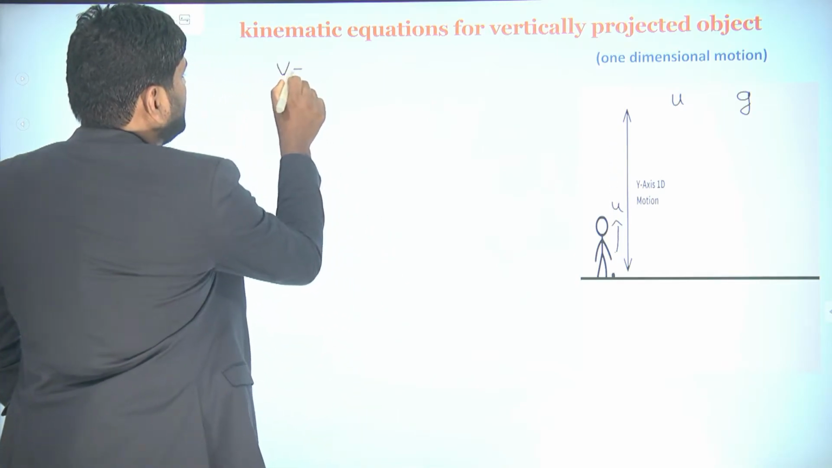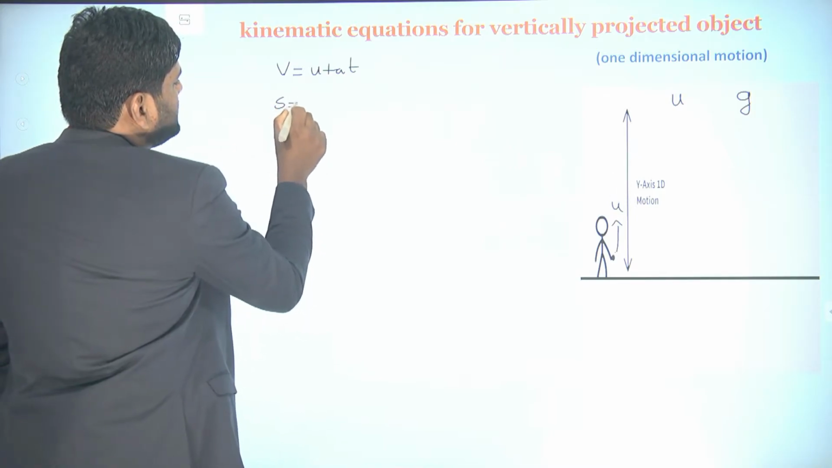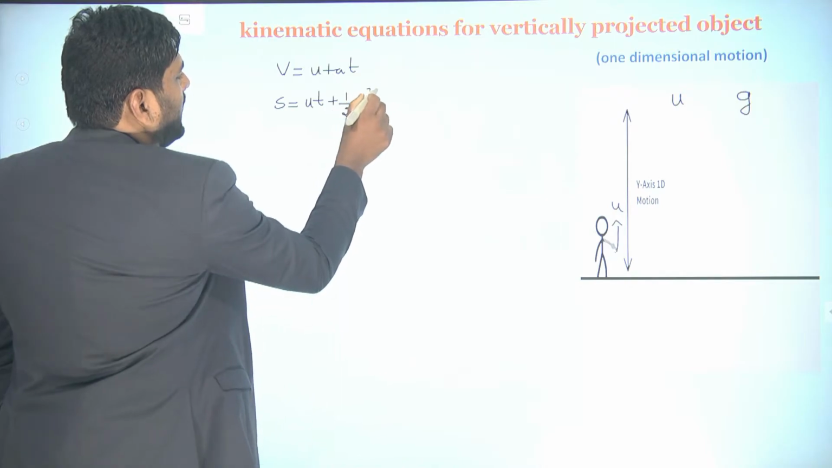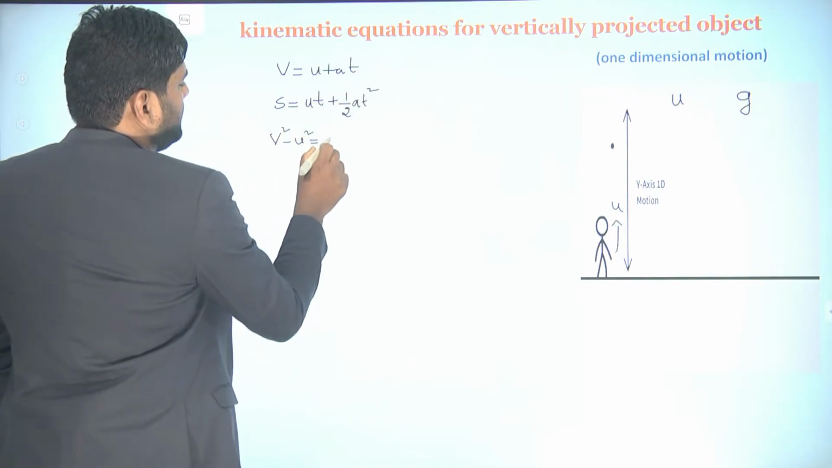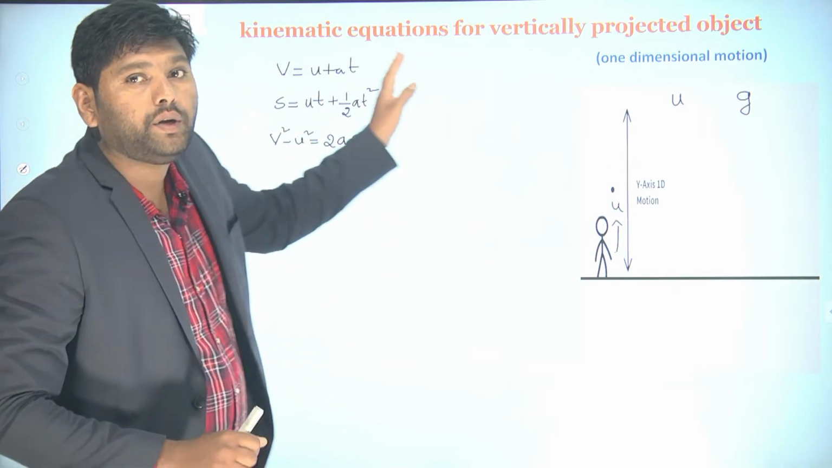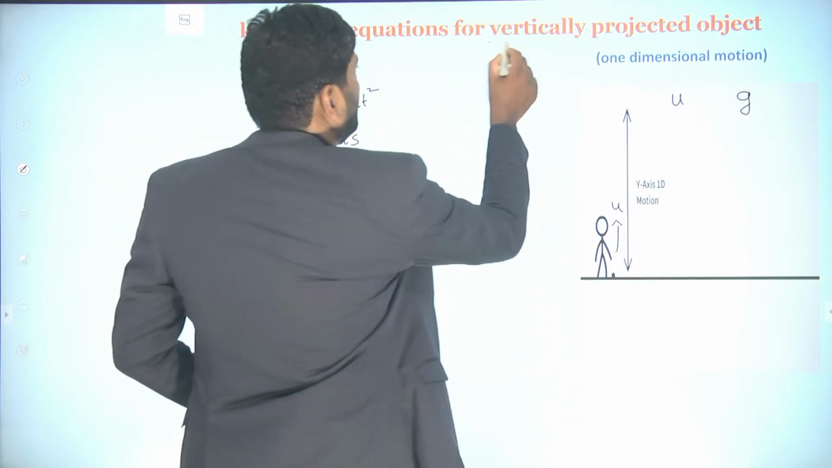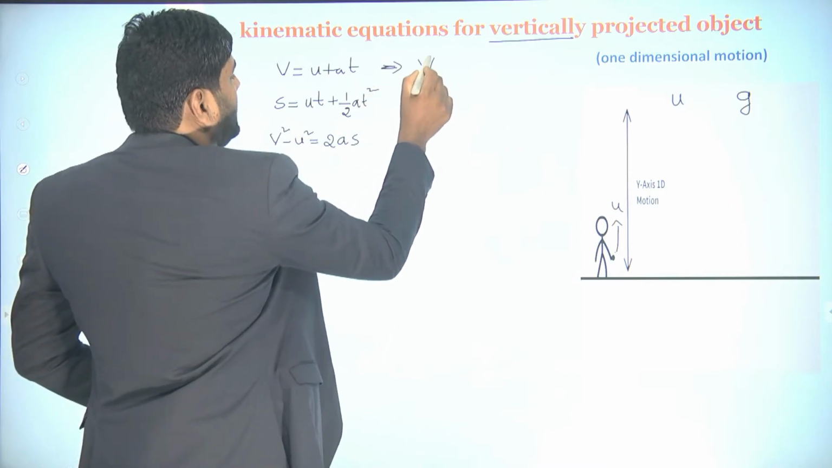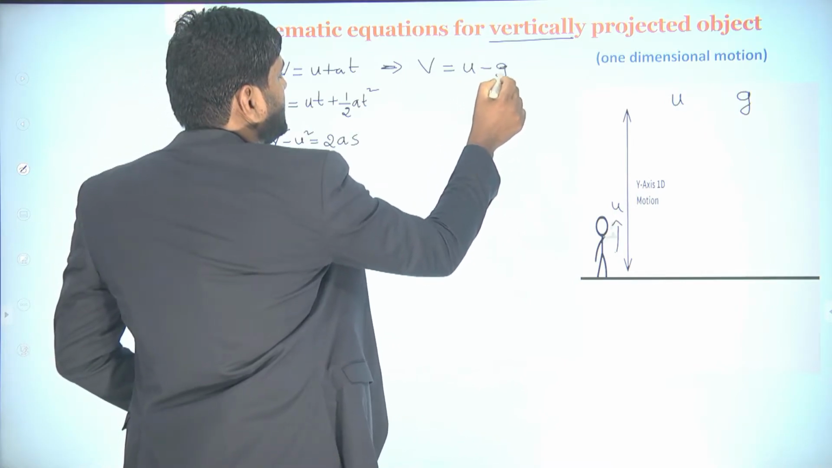First one is V is equal to U plus AT, and second one is S is equal to UT plus half AT square, and third one is V square minus U square equal to 2AS. Now this first equation, how is it going to be changed for this situation, a vertically projected body? This equation is going to be changed as V is equal to U minus G into T.